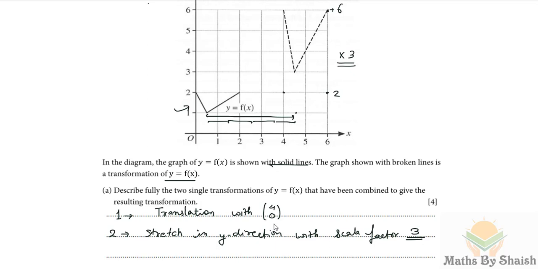We can alternate their order, like we can say first it is stretched then translated. That is not a problem. Here we have done translation first and then stretch. We could have stretched it first and then translated. That would be the same answer. Let's discuss the B part of it.